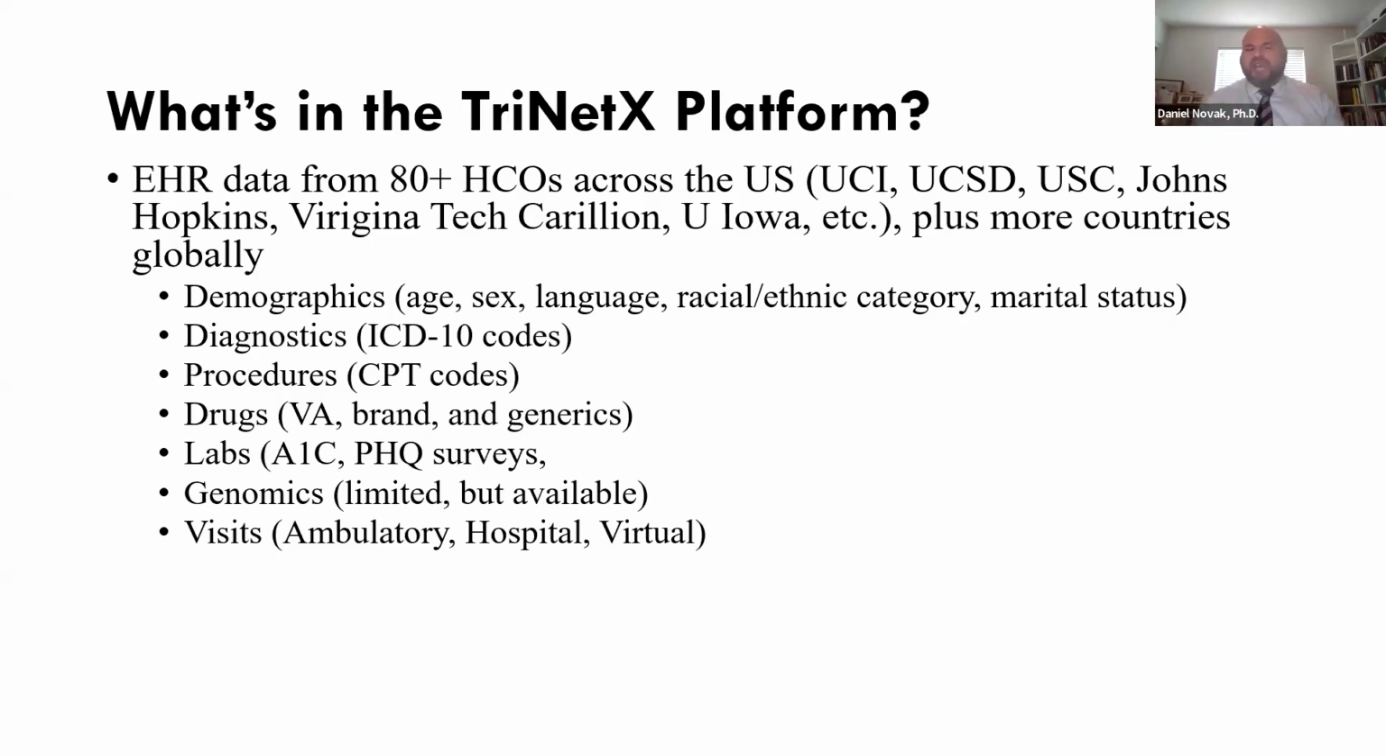You can look at labs. Anything that has a lab value, a LOINC value, that's collected by the health system and categorized in their LOINC system can be pulled. That includes A1C, blood pressure. You can look at values over time. You can look at values at an individual point in time. You can also look at PHQ surveys, like the PHQ-9 surveys are in there.